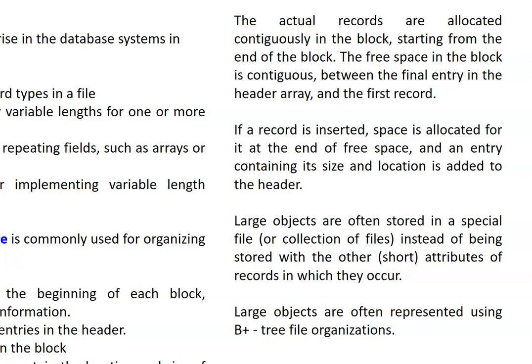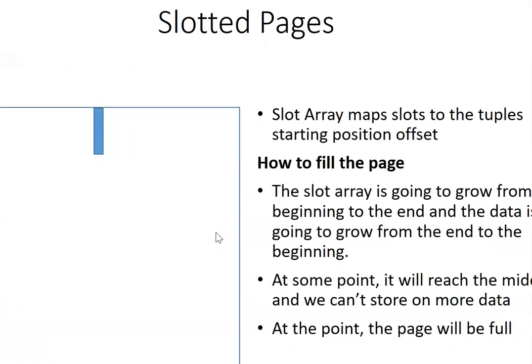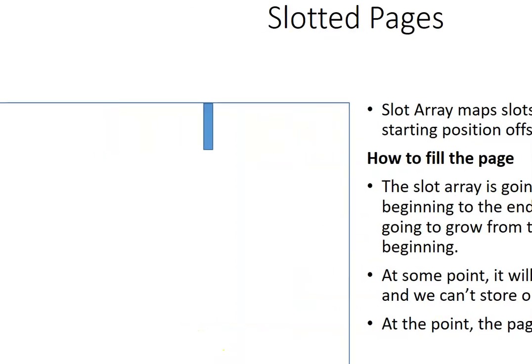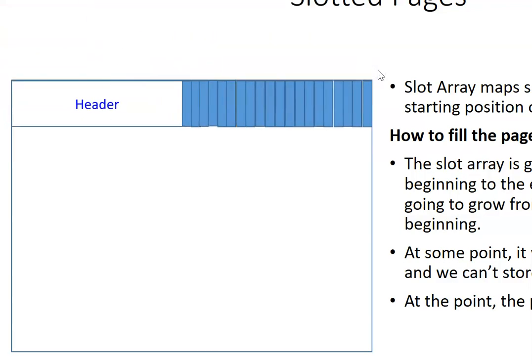So in essence, let me just dive into the actual illustration to make this explanation a little bit easier. Okay, so this is what I managed to draw, just to see if it can make sense to you. We have this page, it has the header. That is the header. This one is referred to as the slot array. We have said that the slot array maps each particular slot to the tuple starting position offsets.